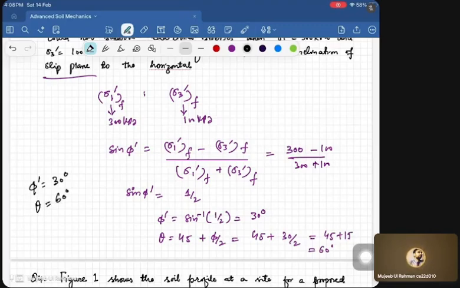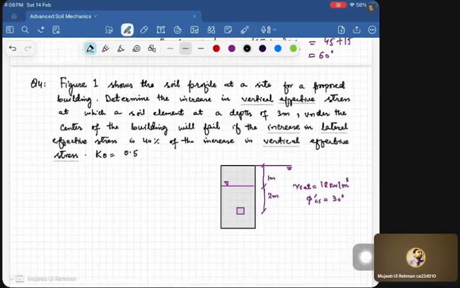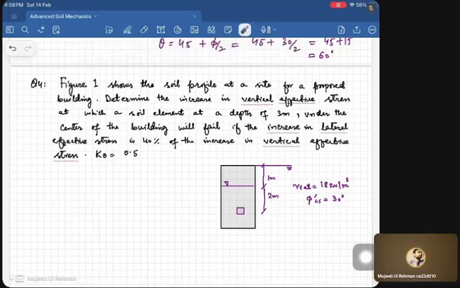Now we have the last question, which is question 4. After that we will have a discussion or doubt session. If you have any doubt regarding this week 4 content, you can ask. So I will go through the question.